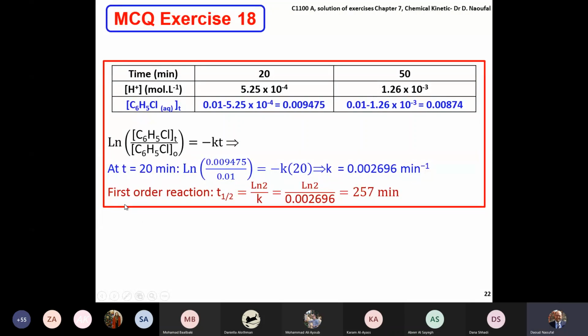For the first order reaction, T half equals ln 2 over K equals ln 2 over 0.002696. So T half equals 257 minutes. And the answer is B.